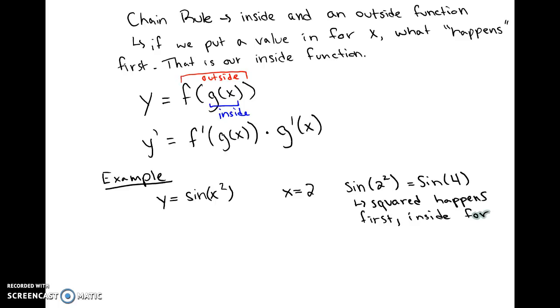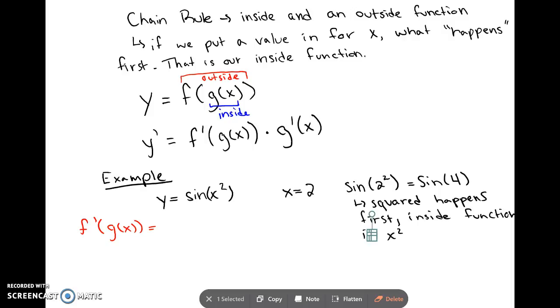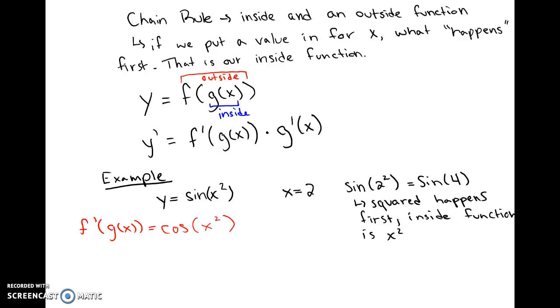So our inside function is x squared. Now what I'm going to do over here is just jot down my inside and my outside. My outside derivative is going to be the derivative of sine, which is cosine, of x squared. And then the derivative of our inside.